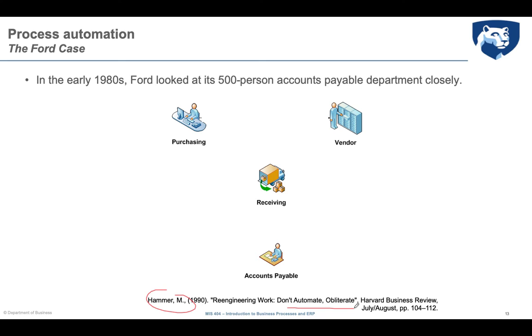So in the early 1980s, Ford was looking closely at its accounts payable department, which was made up of 400 people, all focused on managing accounts payable. In this process, you have accounts payable, which deals with receiving, with suppliers, and with purchasing. Purchasing asks for material from the vendor, materials are received, and then the accounts payable department needs to pay the suppliers if everything is correct.